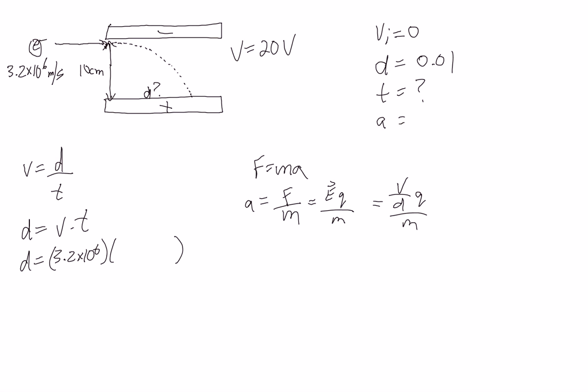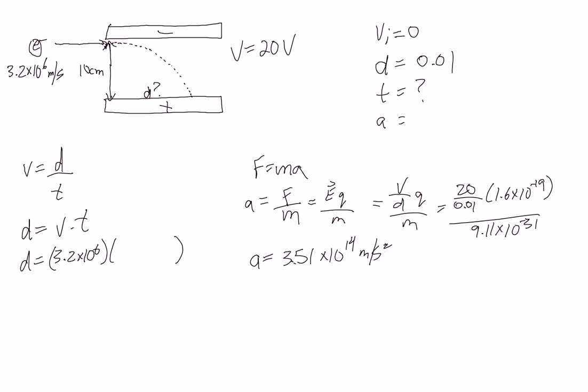So our voltage is 20 volts divided by 10 centimeters. Our charge of an electron is 1.6 × 10^-19, and the mass of an electron is 9.1 × 10^-31. We can do all that to solve for acceleration. Okay, we do that calculation and we get 3.51 × 10^14. So it's a pretty large acceleration, but that's okay. We're going to get numbers like that.